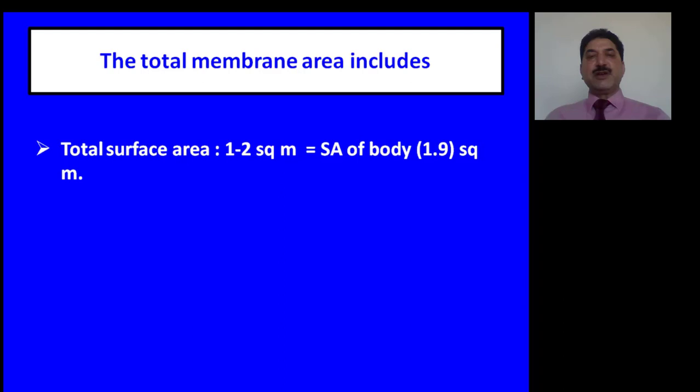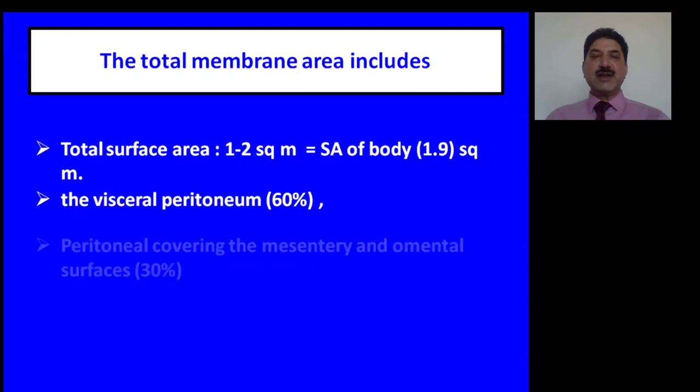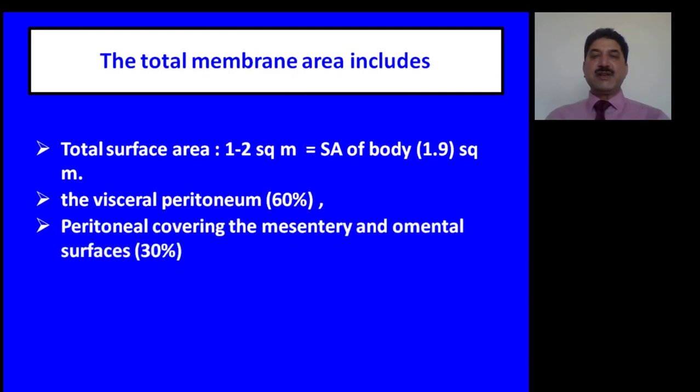Total surface area of peritoneum is equivalent to the surface area of the skin. The visceral peritoneum accounts for 60% of total surface area. Peritoneum covering the mesentery and omental surface accounts for 30% of peritoneal surface area. The parietal peritoneum accounts for only 10% of its surface area.